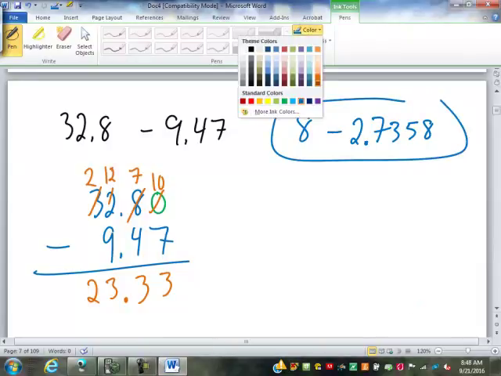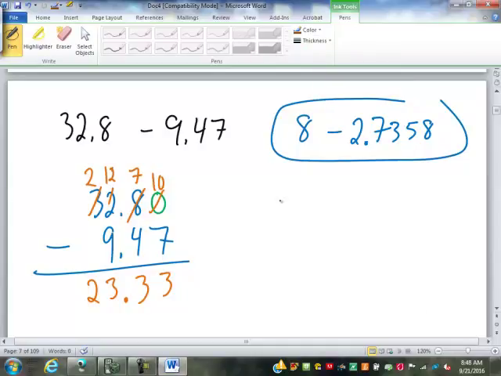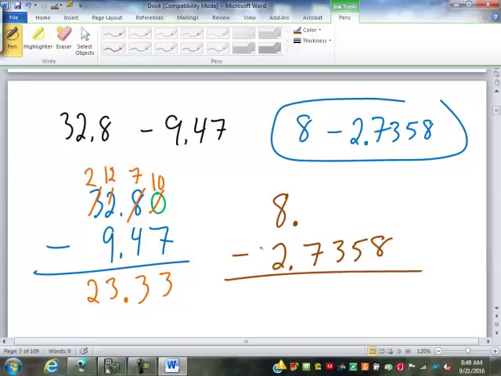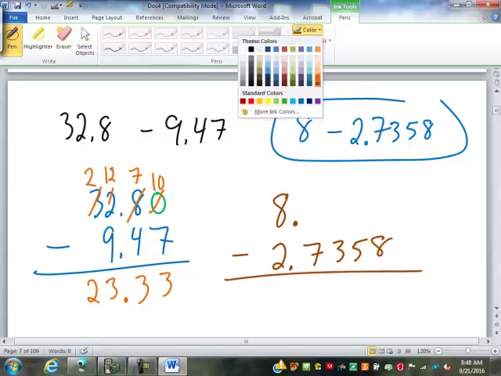So when you set this up, you have to line up the decimal points. The 8 doesn't have a decimal point, though. Where does it go? Right after. If a number doesn't have a decimal point written in it, that decimal point is at the end of the number. So we line that up with our other decimal point. And we do fill in the missing zeros.